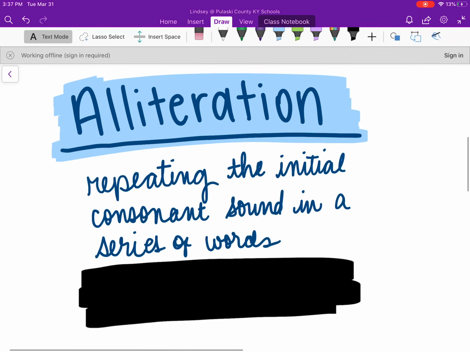So the first thing I want to talk about is alliteration. Alliteration is when you repeat the initial consonant sound in a series of words, or the first sound. So if I were going to alliterate James, I might say James loves jams and jellies.